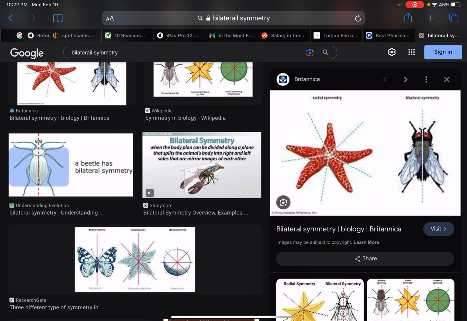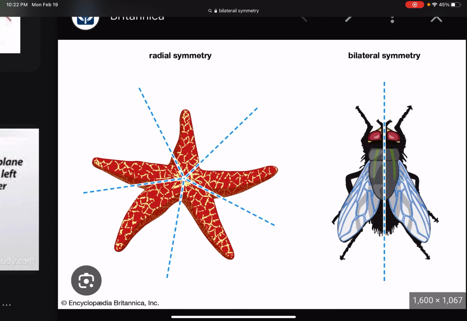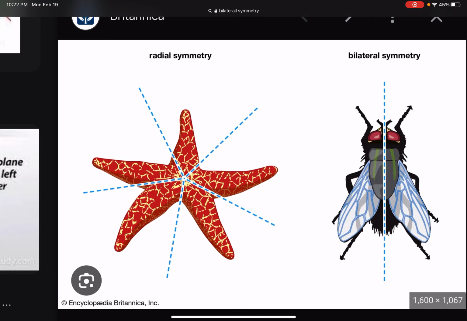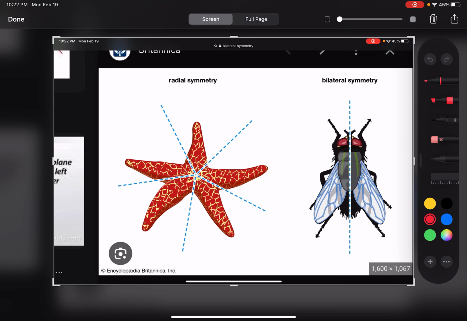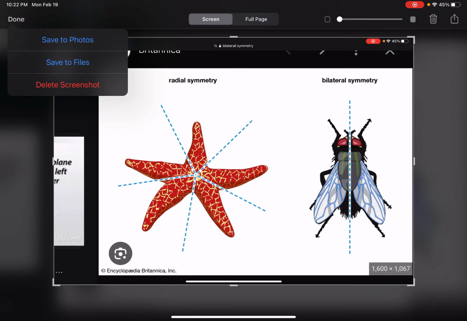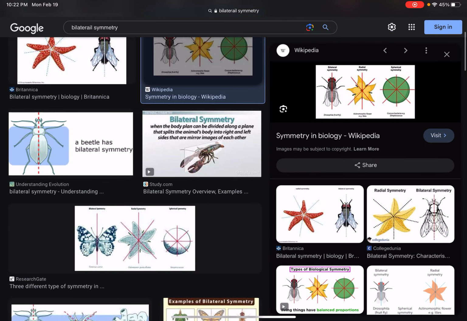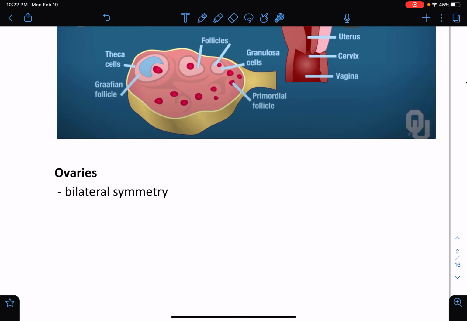Similar to this fly right here. If you consider what the fly looks like at the front compared to what it looks like at the back, it's very different. Compare that to radial symmetry. So that's just one of the many details that you can use to distinguish the types of symmetries from one another.